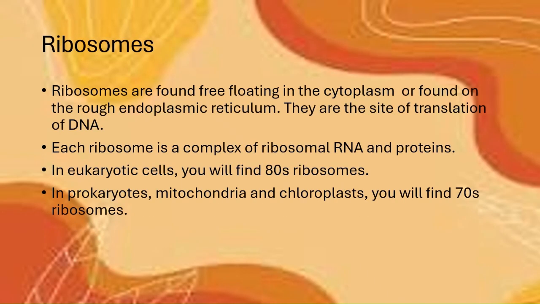Looking at ribosomes. Ribosomes are found free floating in the cytoplasm or on the rough endoplasmic reticulum, and they are the site of DNA translation. Each ribosome is a complex of ribosomal RNA and proteins. This is a distinction that you should know: in eukaryotic cells, you'll find 80S ribosomes, and in prokaryotes, mitochondria and chloroplasts, you will find 70S ribosomes. These are two different sizes for ribosomes, but you don't have to know any more detail about the size.